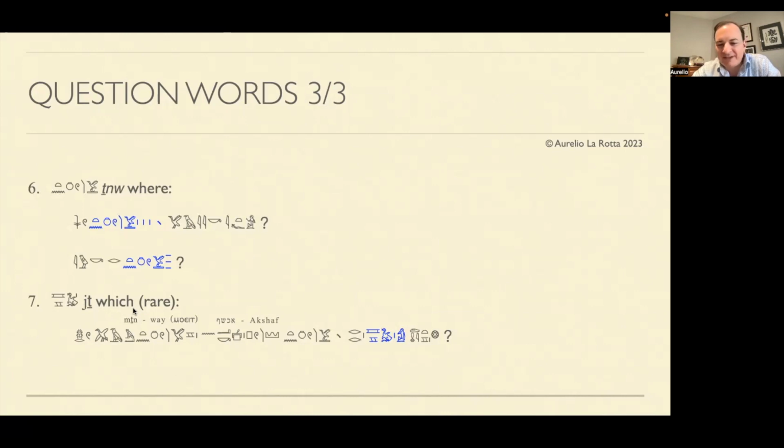So I have an example sentence here. If anybody wants to take a crack at it.